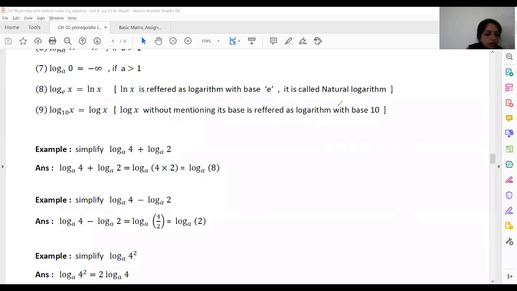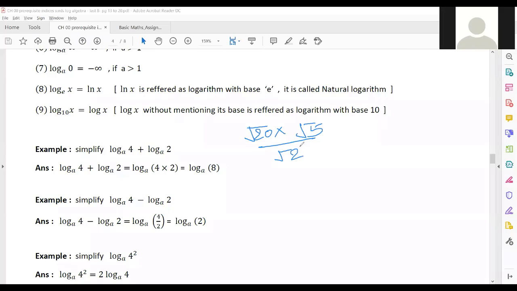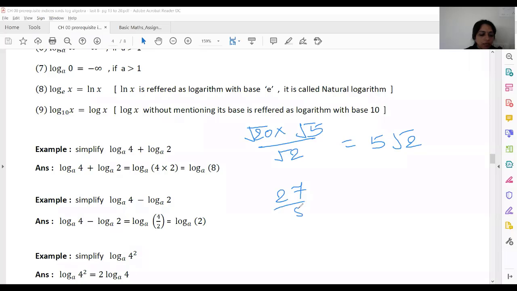Now, what is the answer of root 20 into root 5 upon root 2? 5 root 2. Perfect, 5 root 2. Okay. Now, 27 upon 8 raised to 2 by 3.